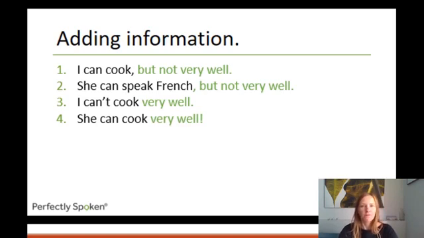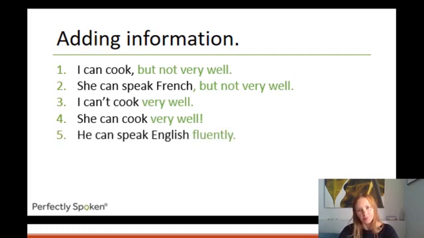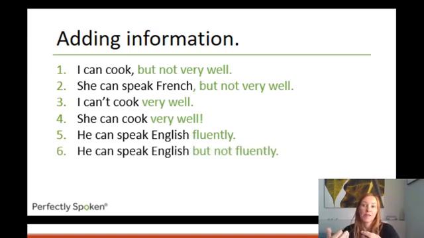Another example, she can cook very well. She's a fantastic cook. My mother can cook very well. And her cakes are delicious. Me, a disaster. Okay. Another example here, we have the adverb fluently. So he can speak English fluently. Or he can speak English but not fluently.